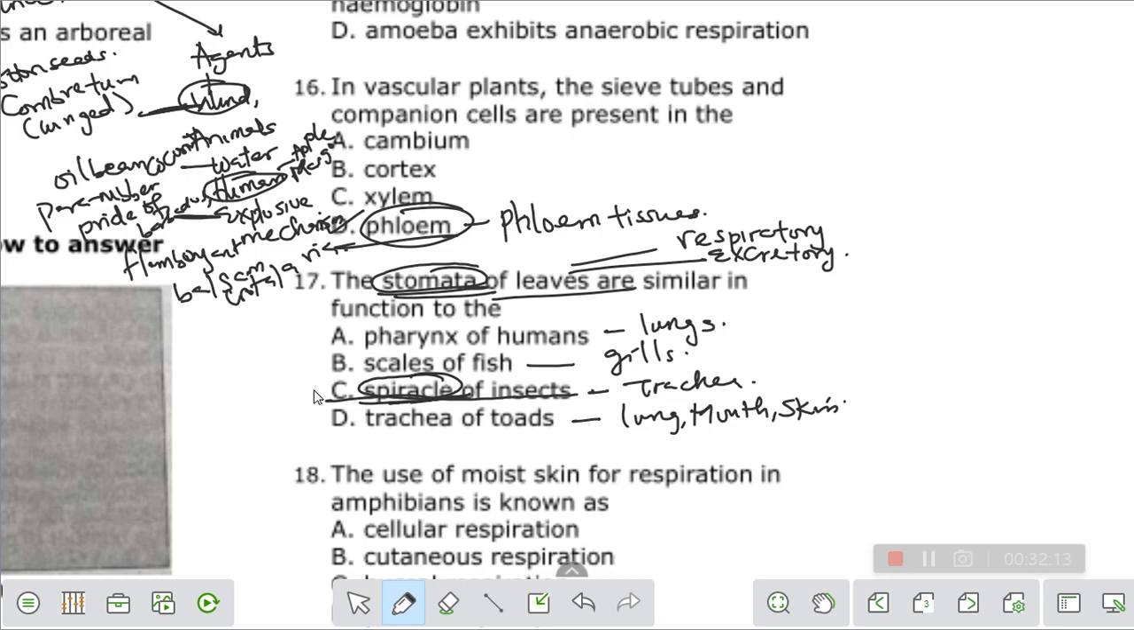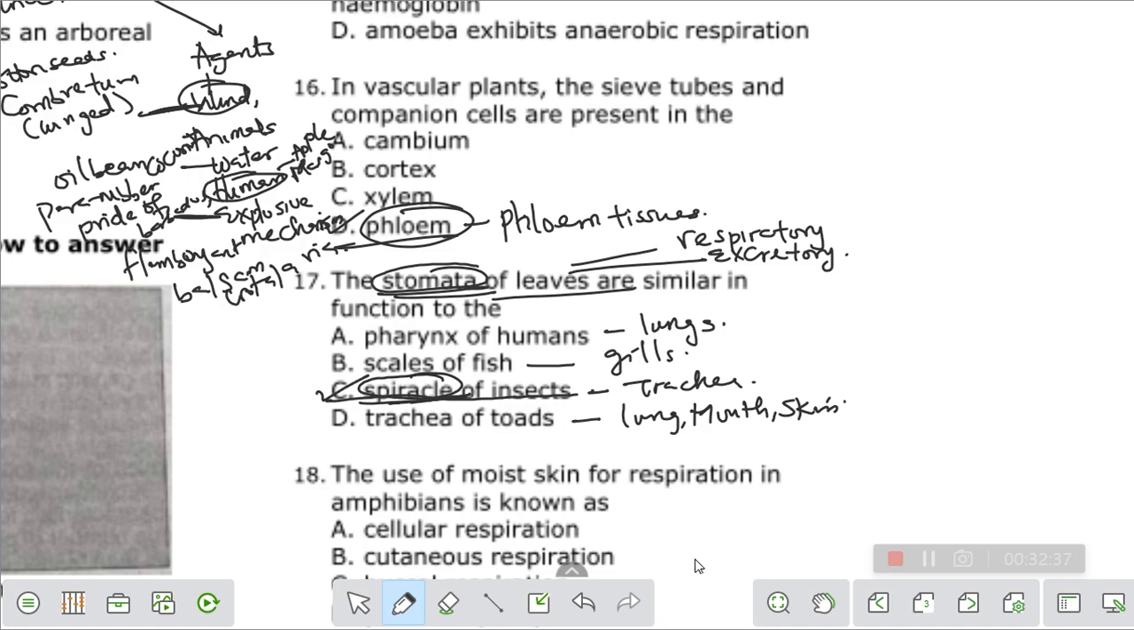Amphibians, that's the toad. I told you that toad can use mouth, which is also called buccal respiration. I explained this for you. I taught you this. If I don't teach you everything, I teach you this. So skin is cutaneous respiration. And then we have the lung respiration. I think we have gills too.